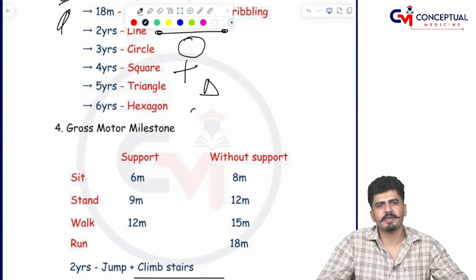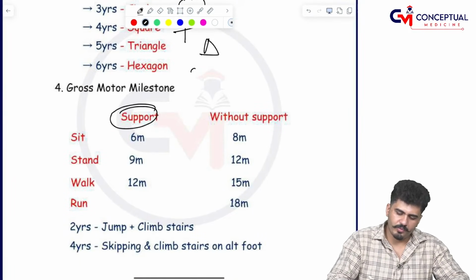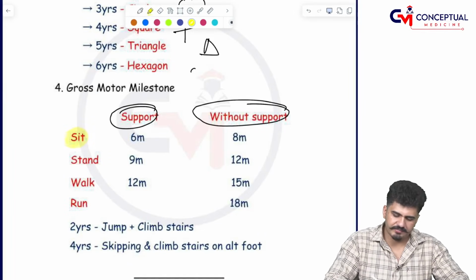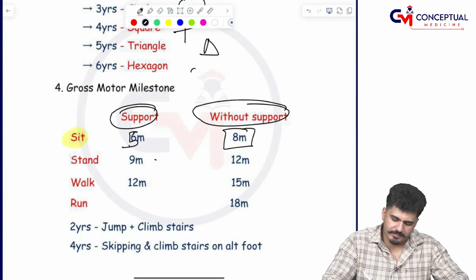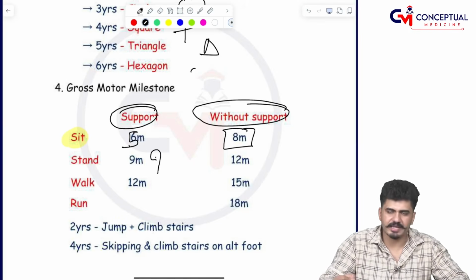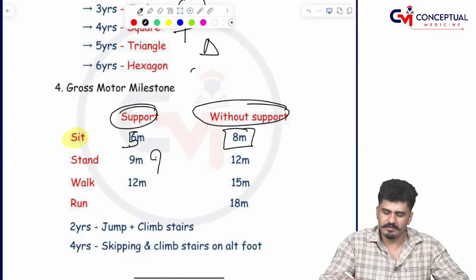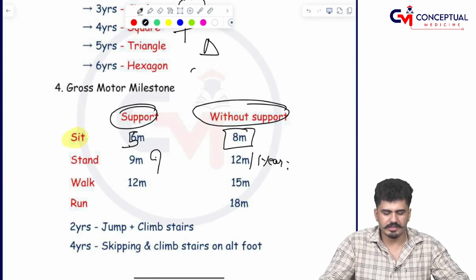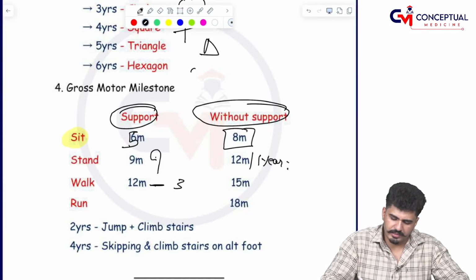Then gross motor milestones, my dear friends. Support and without support. If a baby is sitting with support, this is 5 months, and without support is 8 months. Standing with support, 9 looks like a stick, and we take advantage of the stick right here. Stand with support is 9 months. Without support, 12 months, which is also 1 year. Walking is 12 to 13 months.